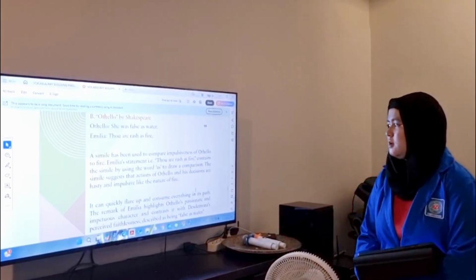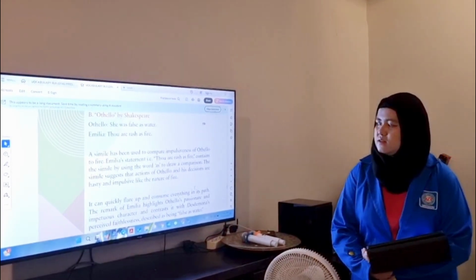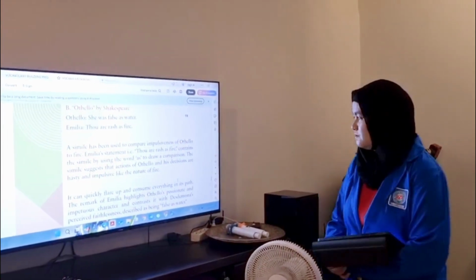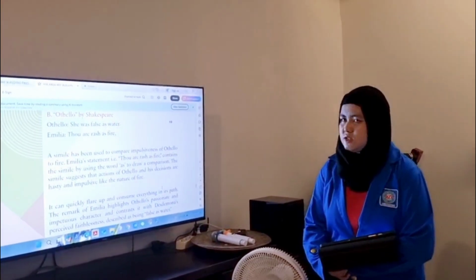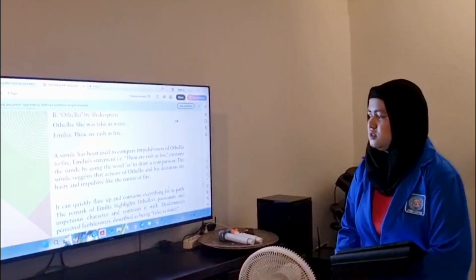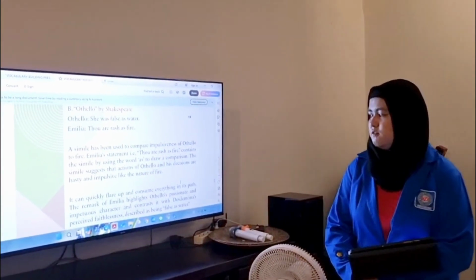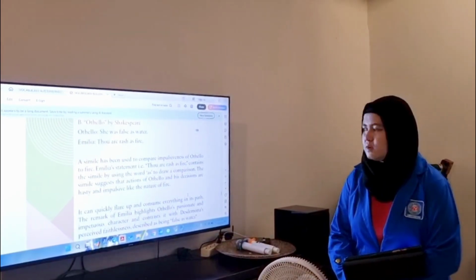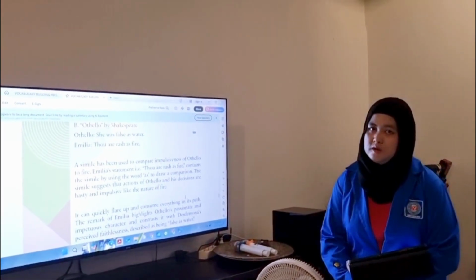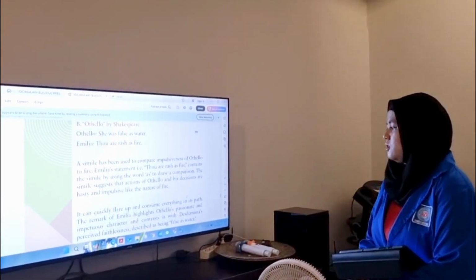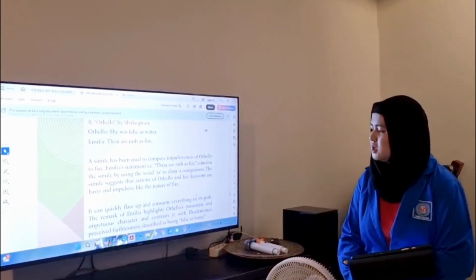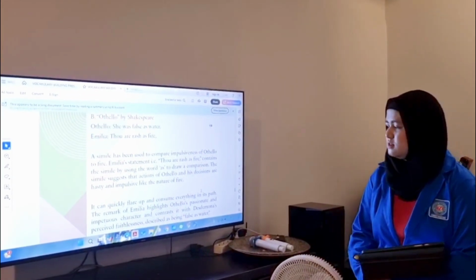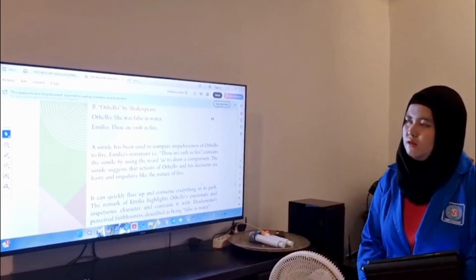Emilia's statement, thou art rash as fire, contains the simile by using the word as to draw a comparison. The simile suggests that actions of Othello and his decisions are hasty and impulsive like the nature of fire. It can quickly flare up and consume everything in its path. The remark of Emilia highlights Othello's passionate and impetuous character and contrasts it with Desdemona's passive faithlessness described as being false as water.